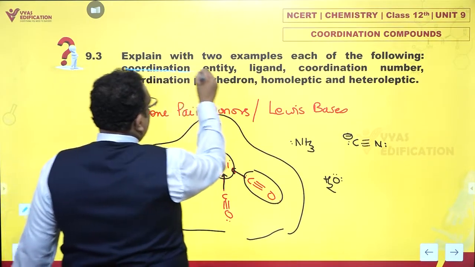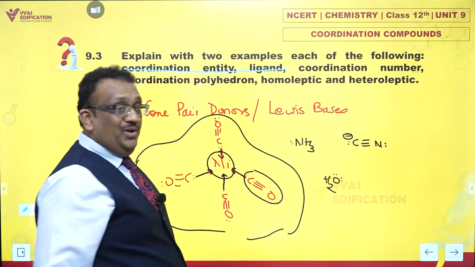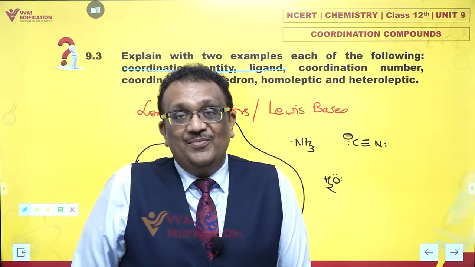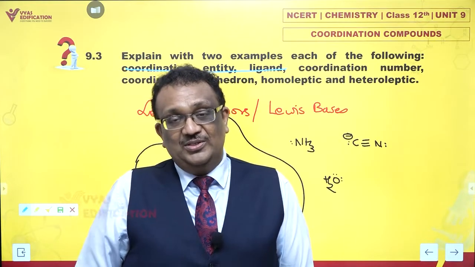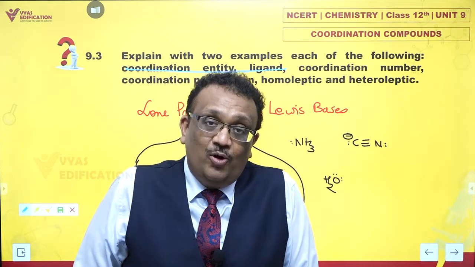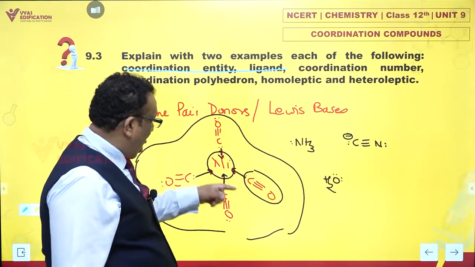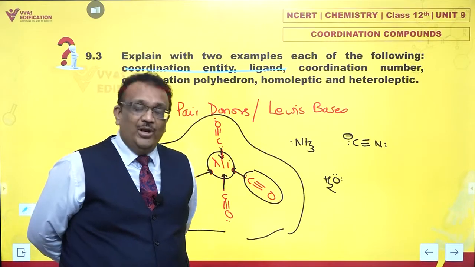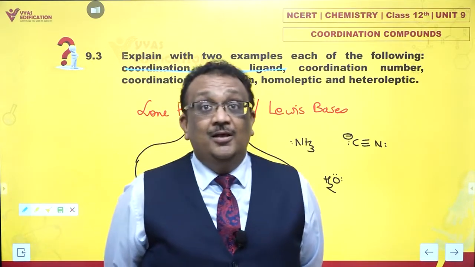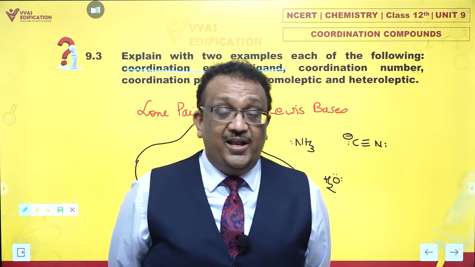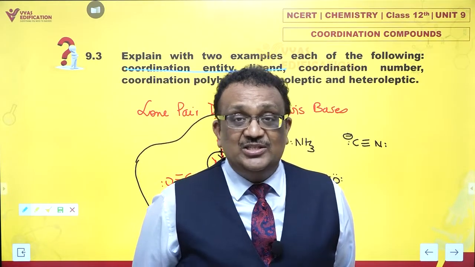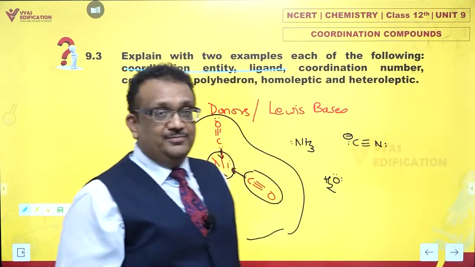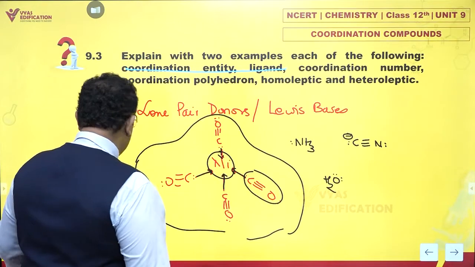Now, we are done with these. What is coordination number? That also is very interesting. What is coordination number? The number of lone pairs, or the number of electron pairs donated, or the number of ligands. Not really. A more accurate version would be this. The number of ligand atoms directly attached to a single central metal atom is called the coordination number of that metal atom.